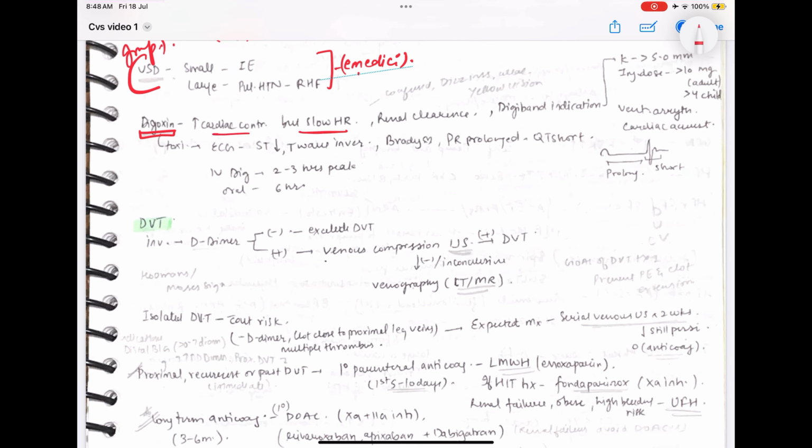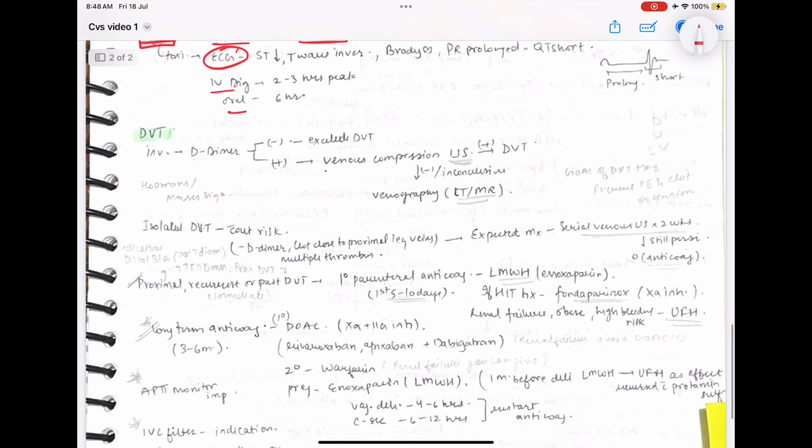Now for digoxin, I've written what are the indications of DigiBind, and then what are the different ECG findings you'll be able to see, and then what is the indication for IV digoxin or oral digoxin. So that's it for digoxin. You just need to see this and you'll be sorted for it.